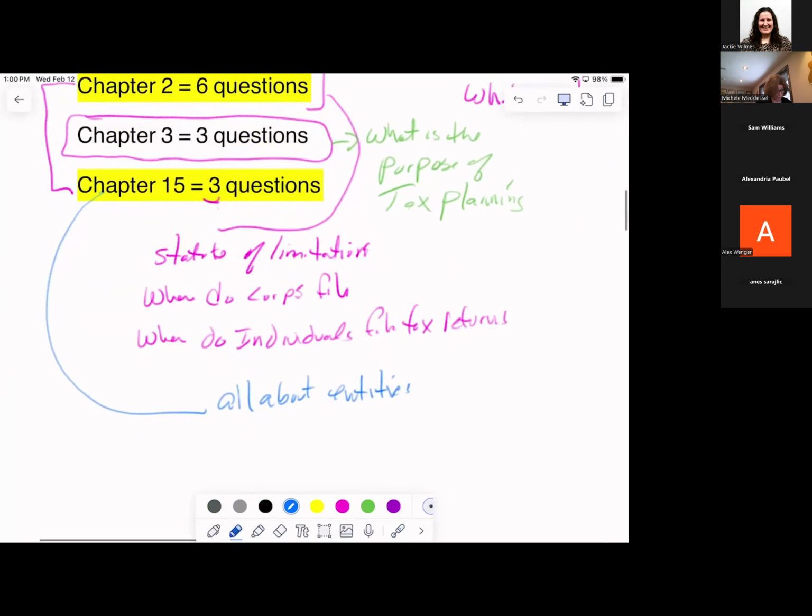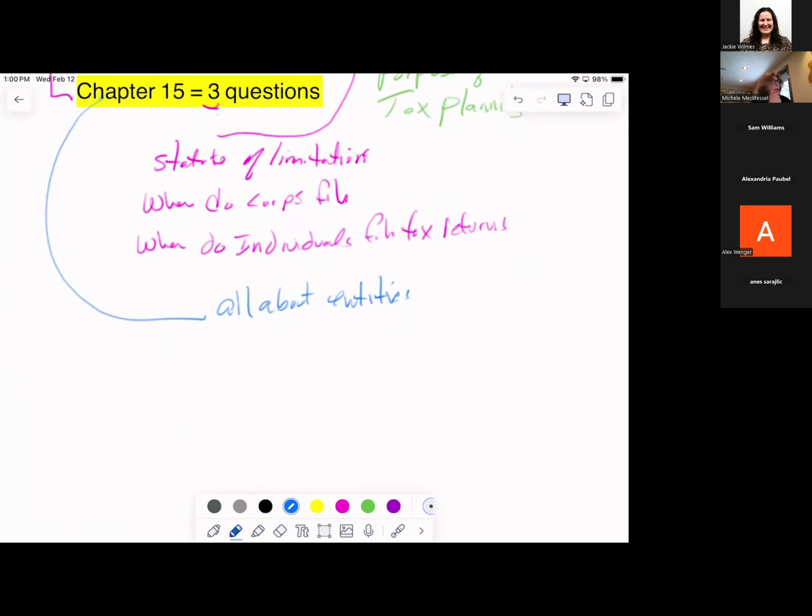all about entities. And remember that related to those entities, we talked about which entity files which form. So pay attention to that.